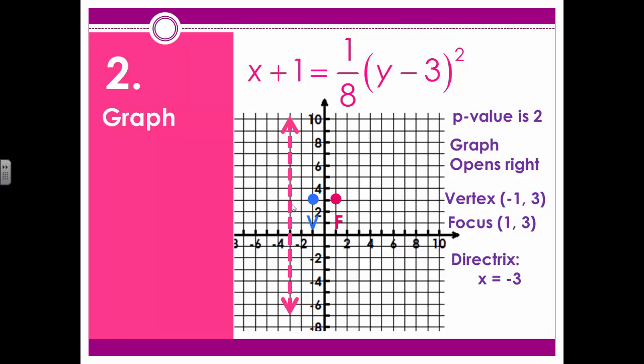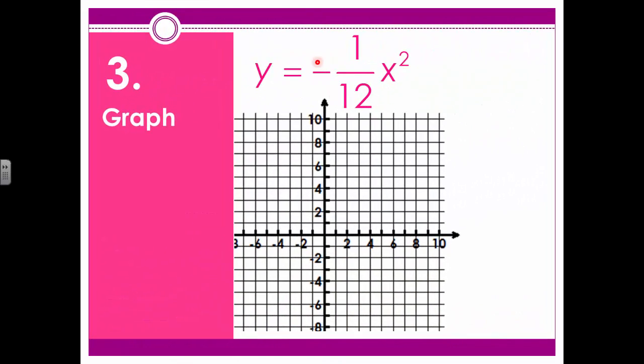Now for your focal width. So 4 times p and then take the absolute value. So 4 times p, take the absolute value, that gives us 8. That means that all the way across this graph is 8. So I'm going to go to my focus and go 4 above, and then go back to the focus and go 4 below. Now play connect the dots to draw the parabola.